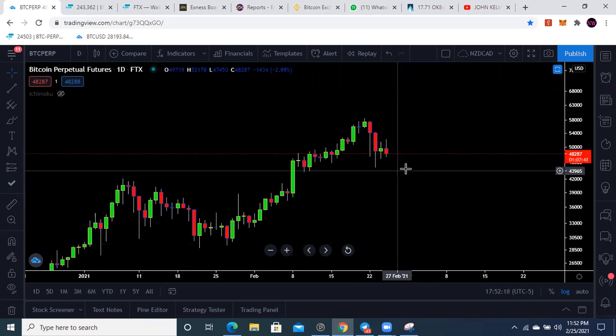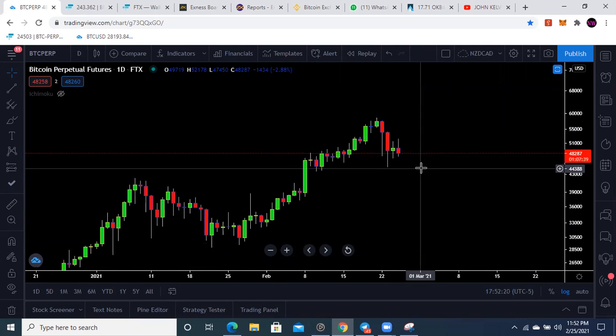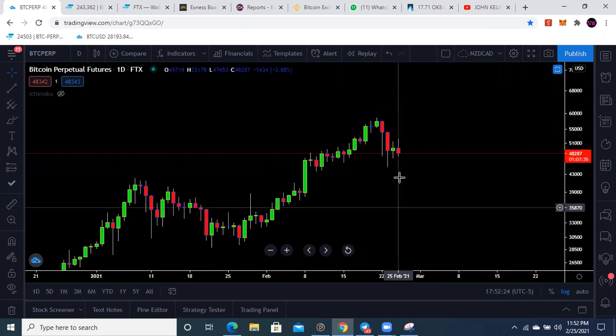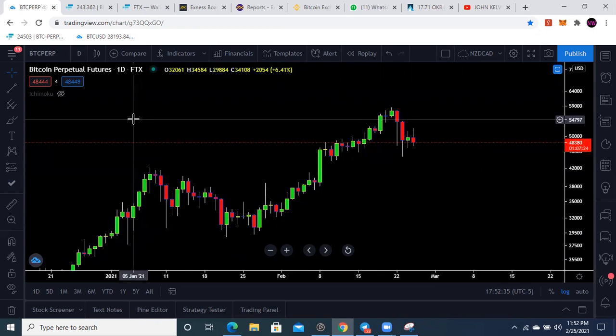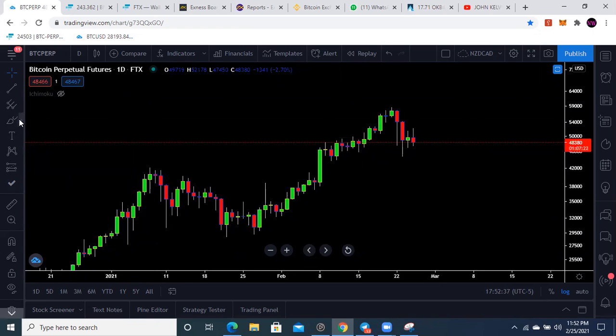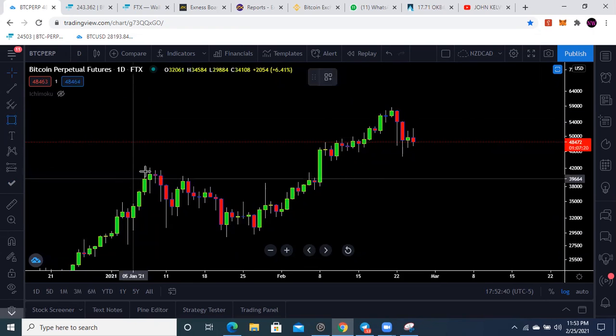So one thing I want everyone to understand is anything can happen at any time. We can see a bounce back up, or we can see a continuation to the downside. But one thing that is very important is for you to be ready for anything that would happen. So again, what are those levels that we're looking at? We're looking at this level here.